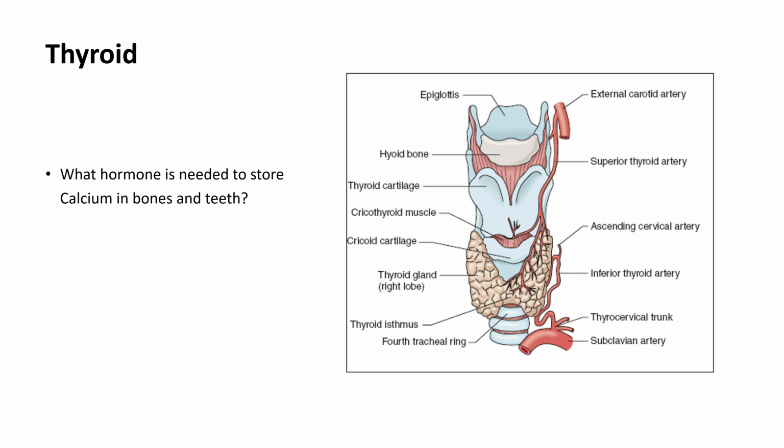Here you're going to see your thyroid gland. Your thyroxine hormone is going to control your cellular metabolism, which requires iodine for synthesis. And your calcitonin is a hormone needed to store calcium in bone and teeth. Calcitonin, remember that.